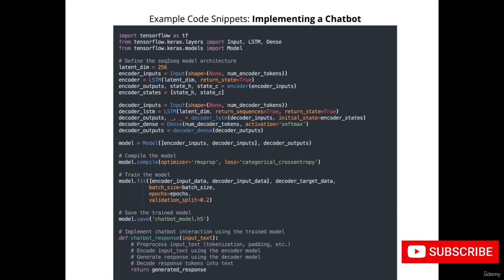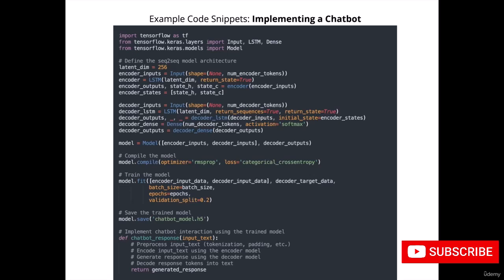Next is encoder_inputs. We're going to call the Input function and pass it shape of None and num_encoder_tokens. Next, we create an encoder variable, pass it LSTM with the latent_dim that we created above, and return_state equal to True. Next, we get three different variables using the tuple. We get encoder_outputs, state_h and state_c by calling the encoder and passing it the encoder_inputs. Next, encoder_states, we get it from the array of state_h and state_c.